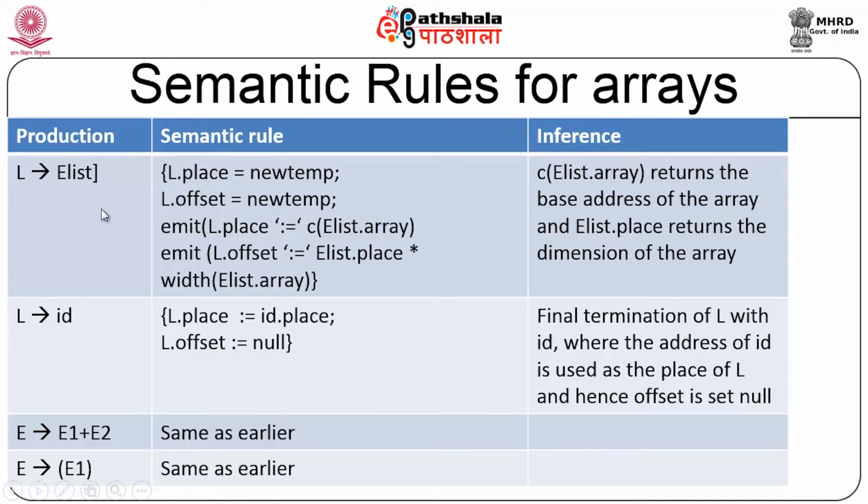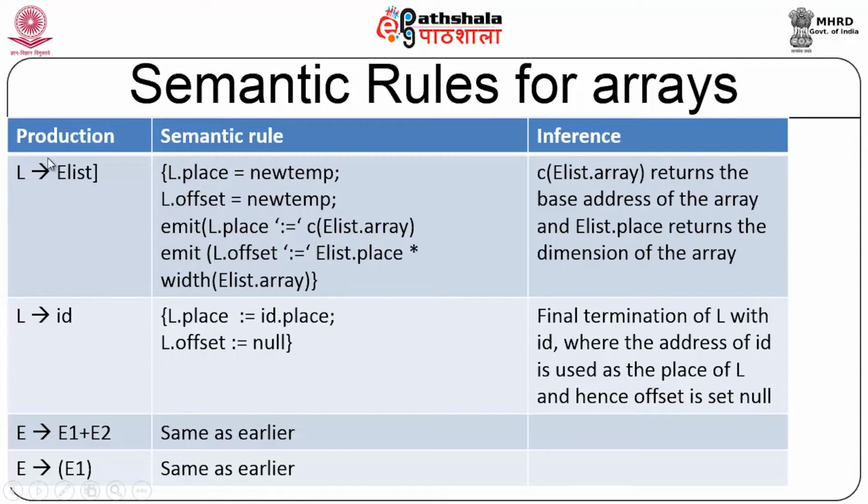Now, once I see this production, it means that my array is over. Okay, my array is over, which means it has to look at the last computation of the RHS and put it into LHS. So, what I will do here is L dot place is equal to new temp, and I also say L dot offset is equal to new temp. Now I will emit, I know C, it is base address minus that computation, low 1 into I1, which is done during runtime. So I will emit here L dot place of C comma E list dot array.